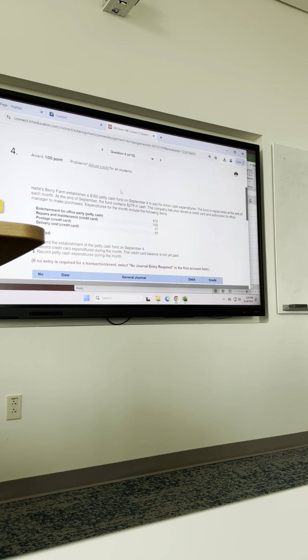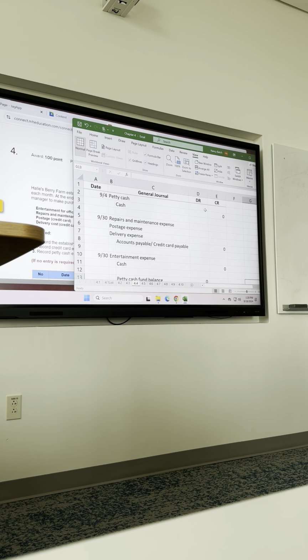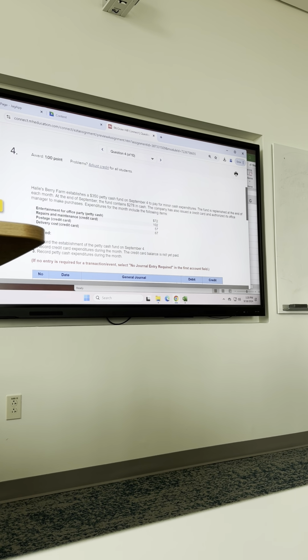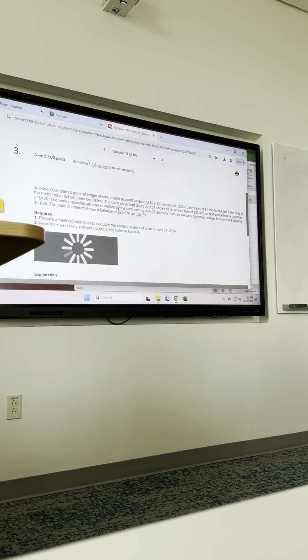Establishing a petty cash account to pay for minor cash expenditures. The very first thing you do is this. Is it 350? 350. The second part to question 3, we just fill it out like we regularly would.